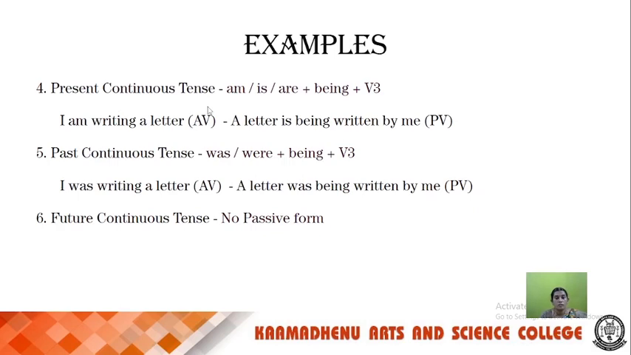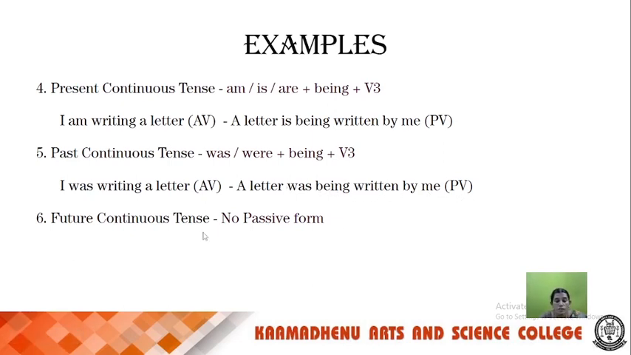Then present continuous tense. This pattern is am, is, or are plus being plus V3 form. Already we have seen in the rules that for continuous tense we have to add being in passive form. For example, I am writing a letter, then auxiliary verb is, then being, then V3 form written, then by, then me. A letter is being written by me. Then past continuous tense, was or were plus being plus V3 form. I was writing a letter. A letter was being written by me. This is past continuous tense, passive form.